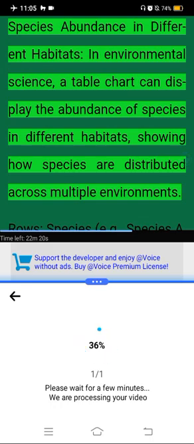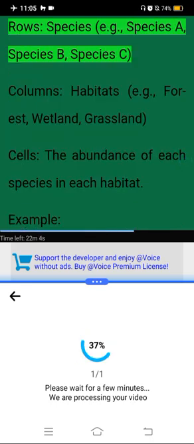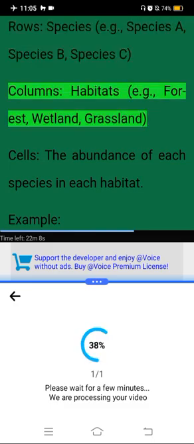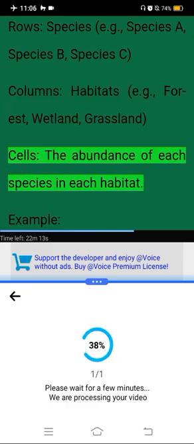Species abundance in different habitats. In environmental science, a table chart can display the abundance of species in different habitats, showing how species are distributed across multiple environments. Rows: species, e.g., species A, species B, species C. Columns: habitats, e.g., forest, wetland, grassland. Cells: the abundance of each species in each habitat.